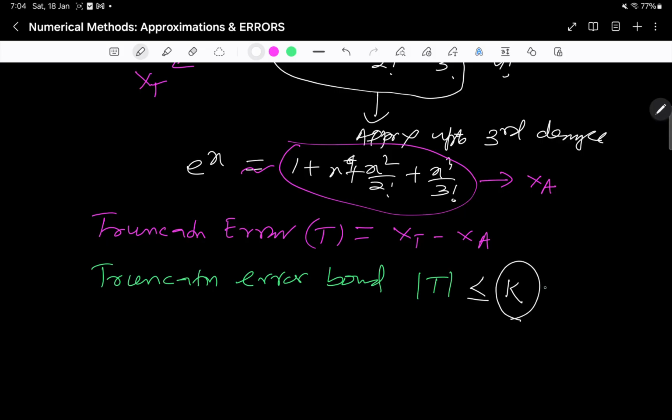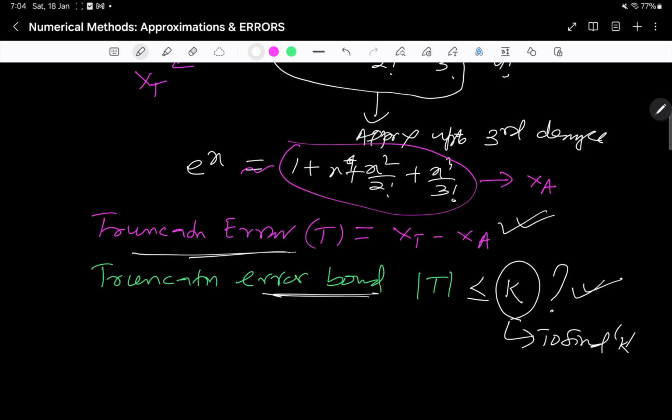So I need to search what this k is, to find this k. If it is asked to find the error bound, then we need to find an upper bound of that k. But for truncation error, this difference is enough.